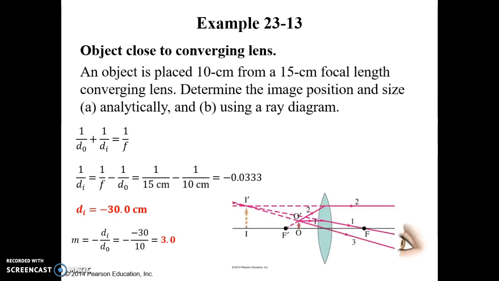Now here's the location of the image using a ray diagram. So we just saw that converging lenses show either real inverted images or virtual upright images, depending on whether the object is in front or behind the focal point F.